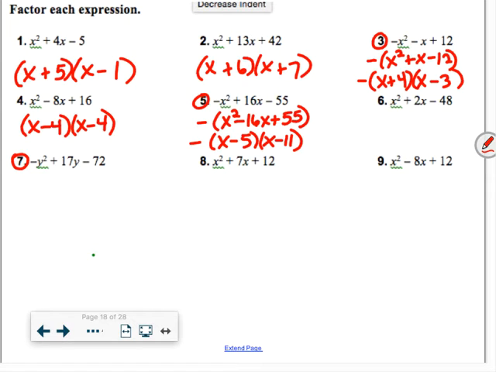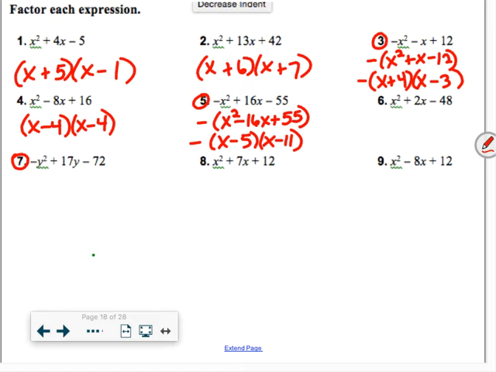Question, does it matter if I do x minus 11 first or second? Does it matter the order? No, that's called the commutative property. Like 3 times 5 is the same as 5 times 3. So if I put x minus 11 first or second, it doesn't matter. Yeah. Why is it minus 11 and not plus 11?